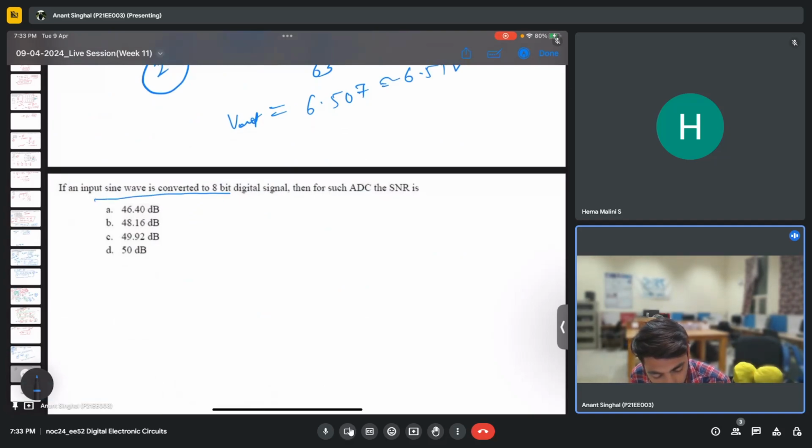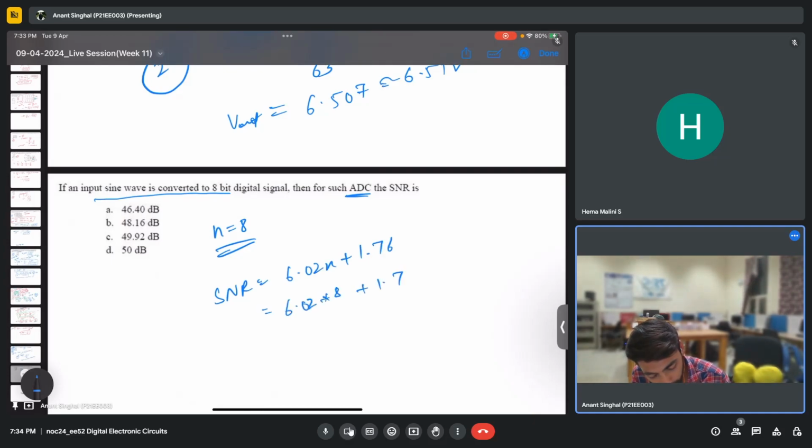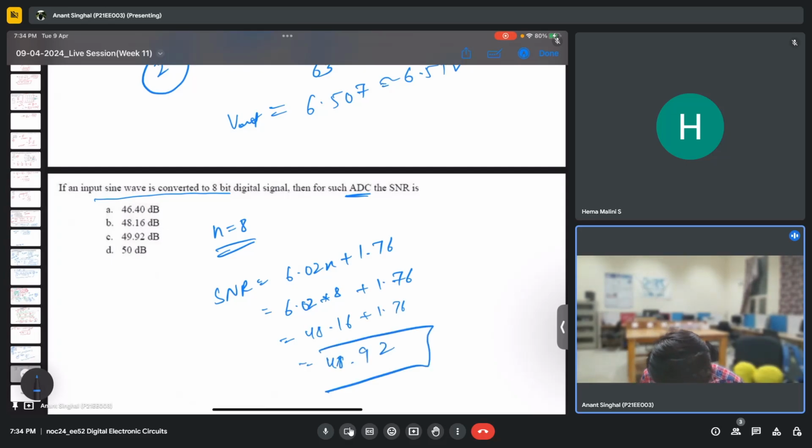Again, we have an input wave for an 8-bit ADC. The SNR would be, so we have already done this. This will be 6.02 times 8 plus 1.76, which is 48.16 plus 1.76, so it will be 49.92 dB, which is option C.